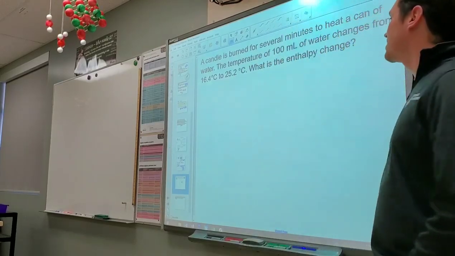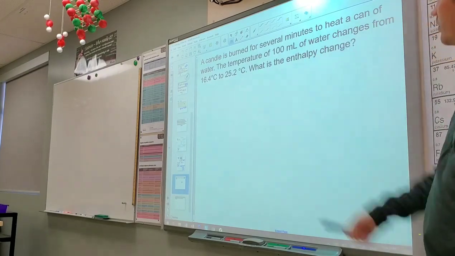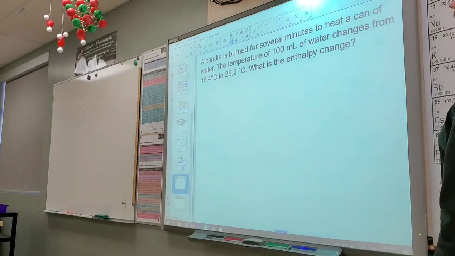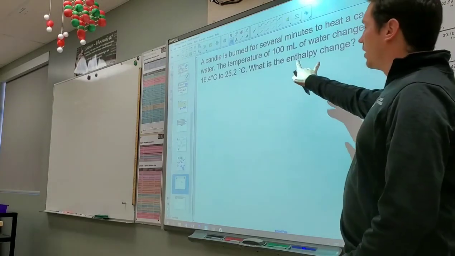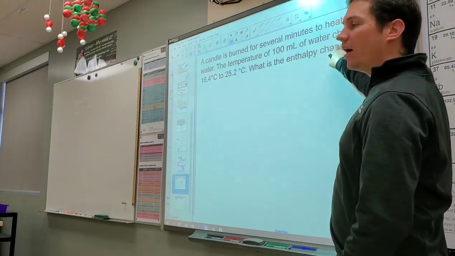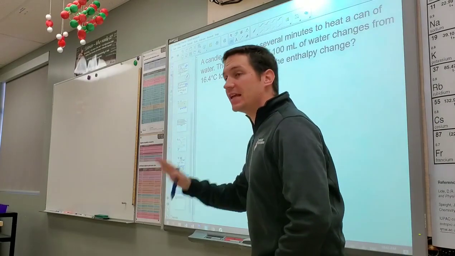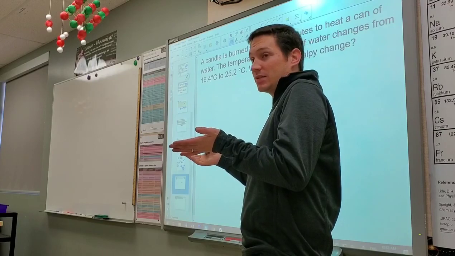A candle is burned for several minutes, just like you burned a Dorito, right? Or whatever. So a candle is burned for several minutes to heat a can of water. The temperature of 100 milliliters of water changes from 16.4 degrees Celsius to 24.2 degrees Celsius. What is the enthalpy change? Now remember, the enthalpy change of the water is the exact same thing as the enthalpy change of the candle. Does that make sense?